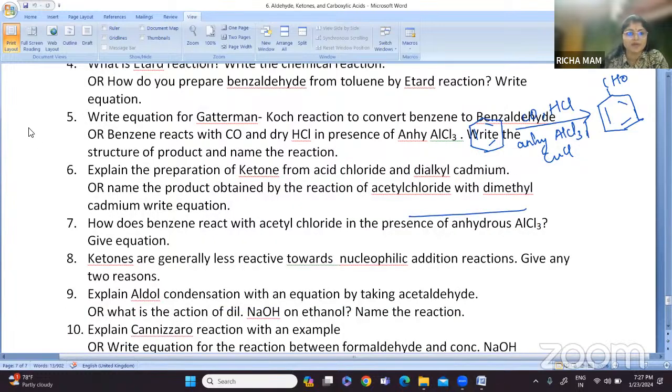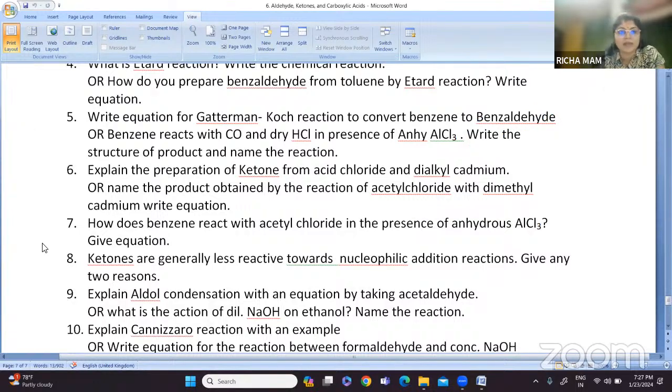Fine. Moving forward, next question. We are into the sixth question now. Explain the preparation of a ketone from acid chloride and dialkyl cadmium, or name the product obtained by the reaction of acetyl chloride with dimethyl cadmium. Write the equation. How do you expect this now, students?